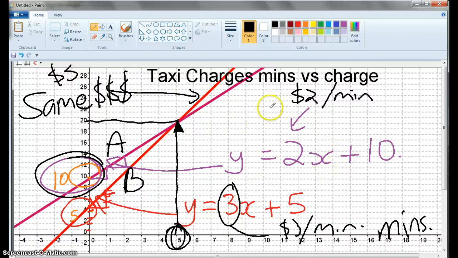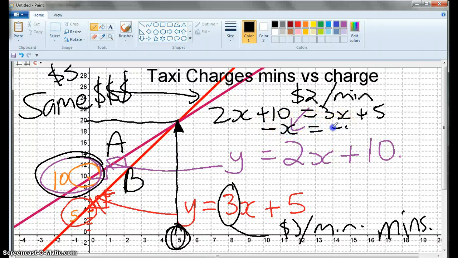Oh, the other thing we can do is we can go 2x plus 10 equals 3x plus 5. Therefore, negative x equals negative 5, or x equals 5. So we can use algebra to actually work out, yes, definitely, the crossover is when x equals 5. So in a sentence, company A and company B charge the exact same amount if you spend 5 minutes in the taxi.